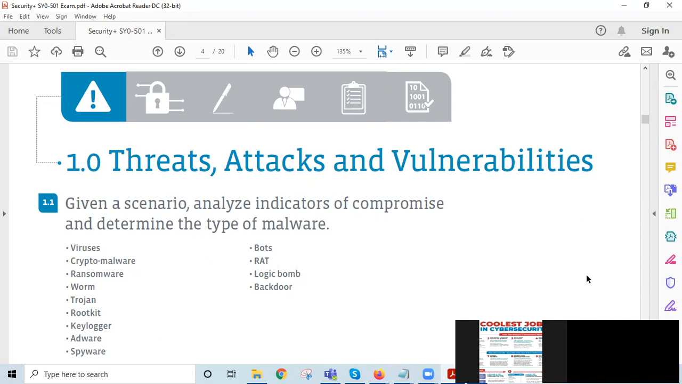Yeah, perfect. So we have a given scenario: analyze indicators of compromise and determine the type of malware. We have different types of viruses. Have you ever faced any viruses in your system, Shrina? Maybe, maybe I haven't noticed. No, actually, no. Okay, no problem. The kids visit some website and then the viruses come. Sometimes you insert a USB and then the virus comes. There are a number of reasons behind viruses coming to your systems. The crypto malware, the ransomware. So we have different types of viruses here.